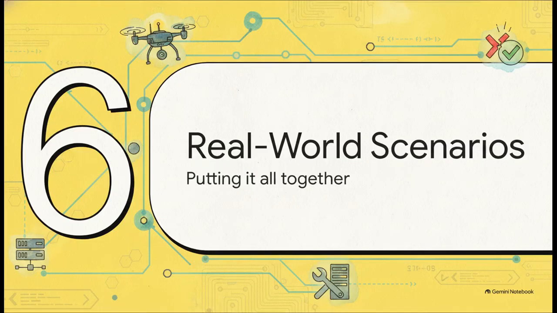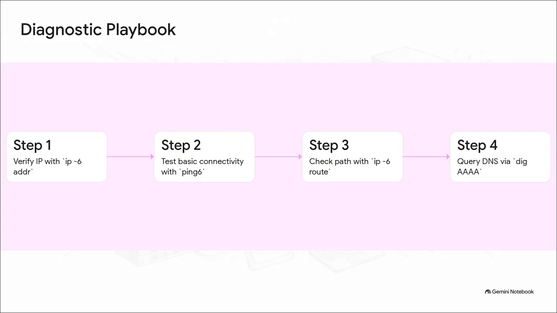Let's bring it all together in Section 6, Real-World Troubleshooting Scenarios. Whenever you're staring down an outage, just fall back to this strict 4-step workflow. It turns a chaotic jumble of abstract commands into a highly actionable playbook.